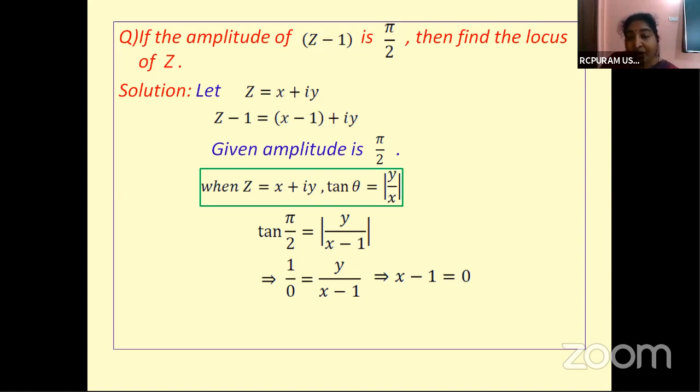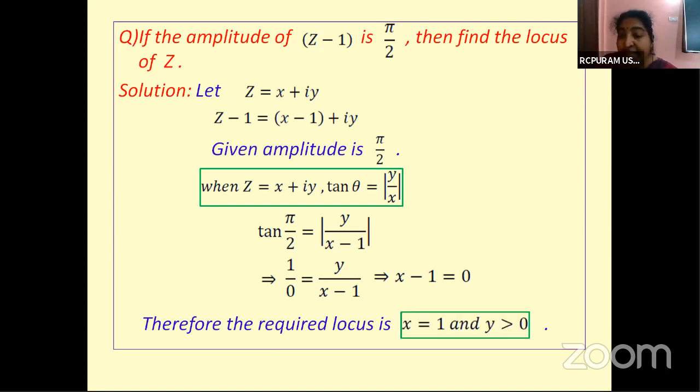Not only x equal to 1, if you observe the value of y, here the amplitude is pi by 2, so the y value is always positive. Therefore, we can conclude that the locus of the given complex number is x equal to 1 and y is greater than 0.